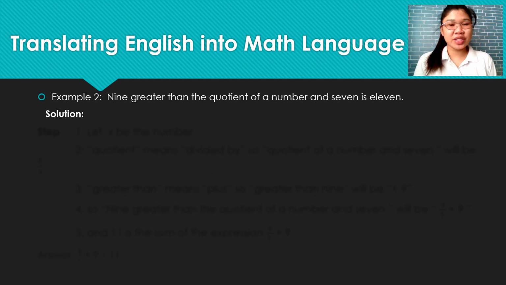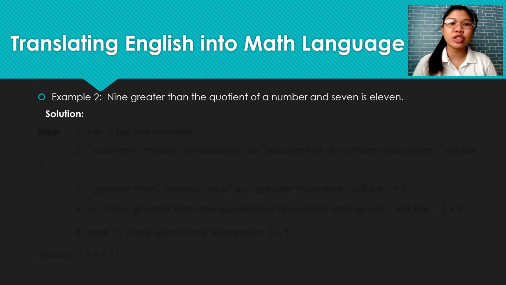So, before proceeding to actual problem solving involving fractions, age problems, and integer problems, I will be giving another example on translating English into math language. The example goes like this: 9 greater than the quotient of a number and 7 is 11. Again, 9 greater than the quotient of a number and 7 is 11.